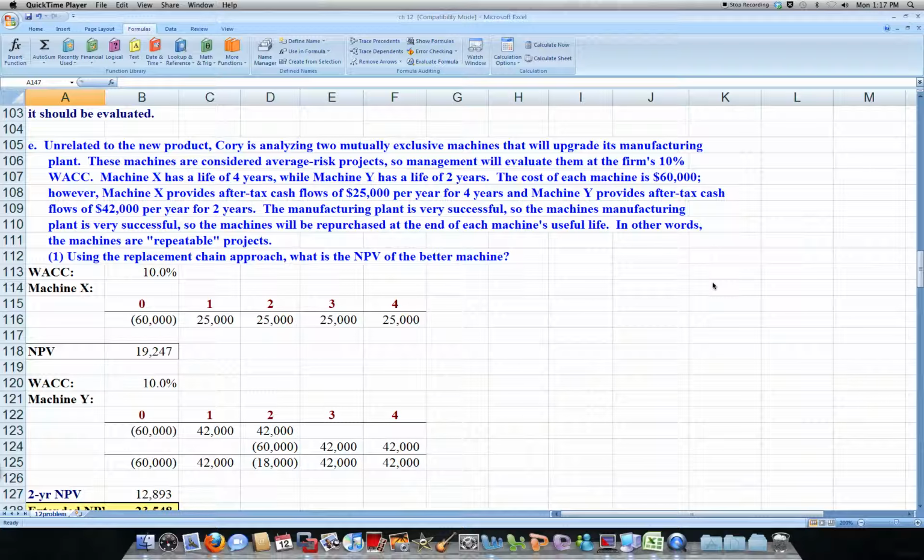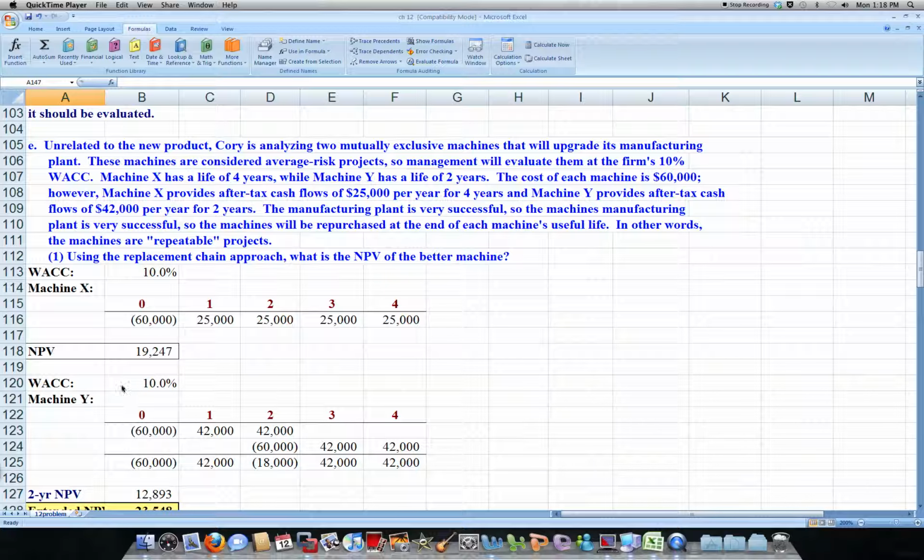Machine X is going to cost us 60,000, and then the cash flows for 4 years is 25,000. Our weighted average cost of capital for each one is 10%. Machine Y is going to cost 60,000, but it'll just last for 2 years, but it'll bring in 42,000. It tells us we can replace it, and so let's compare these to see which one's the best.